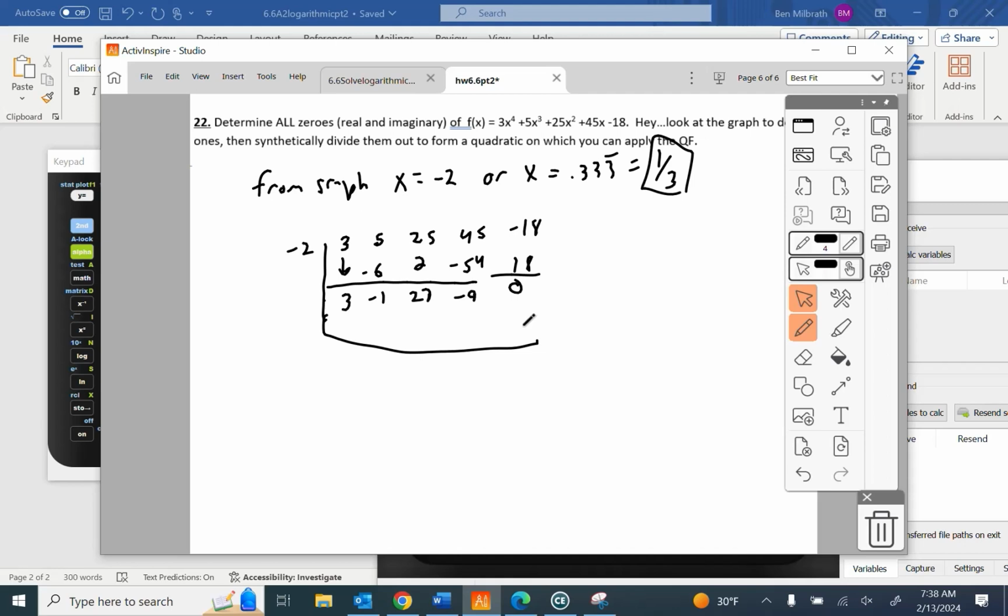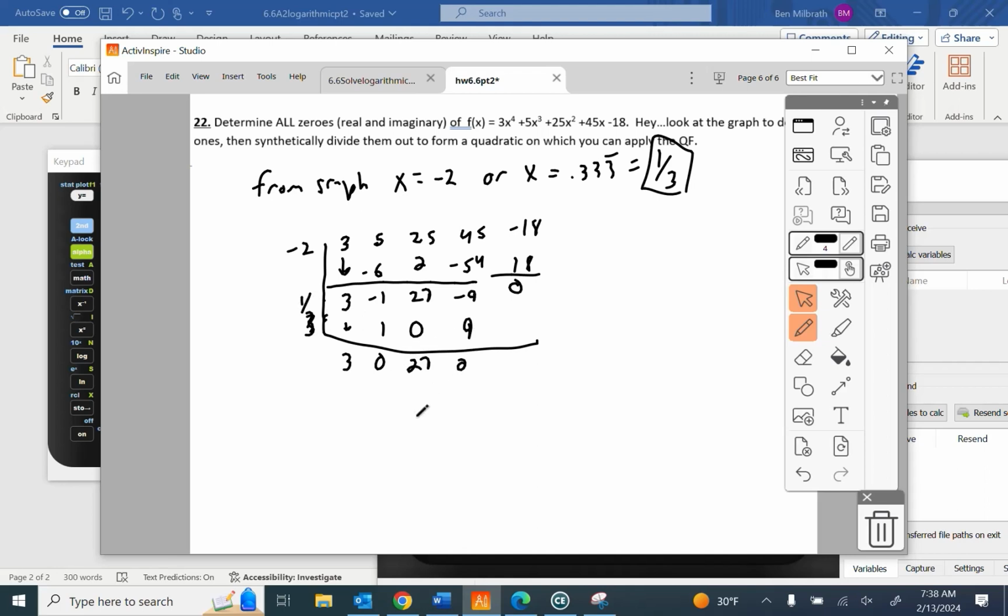Because I got a 0, I reuse the reduced quotient. I'm going to put a third out front now. There's a third. Third of 3 is 1. Negative 1 and 1 makes 0. Third of 0 is 0. 27 and 0 makes 27. Third of 27 is 9, 0.